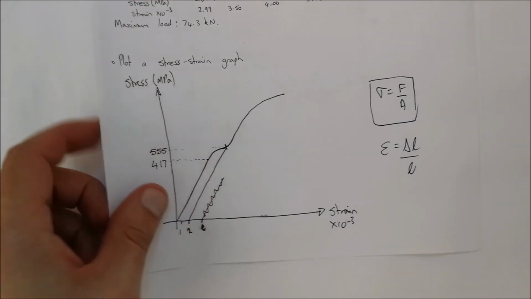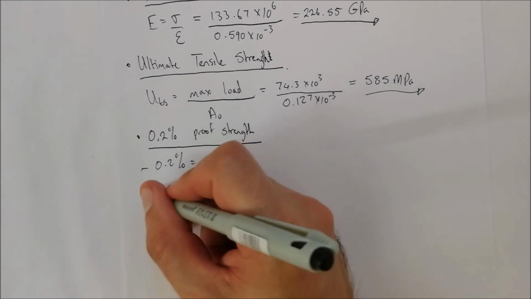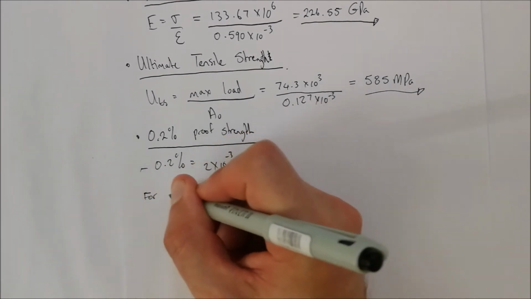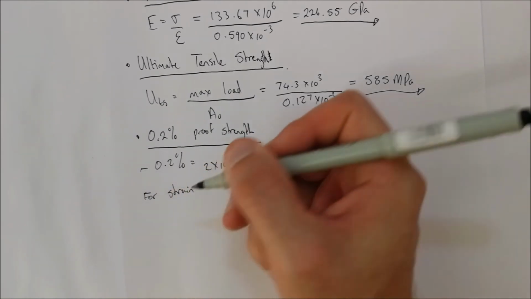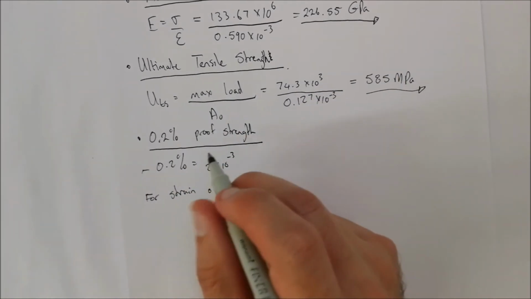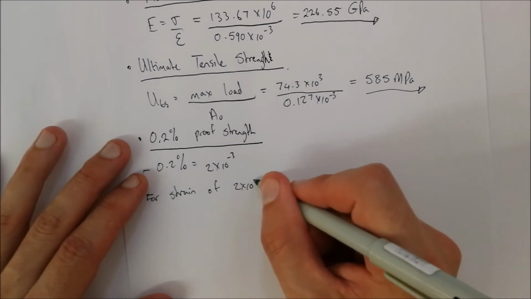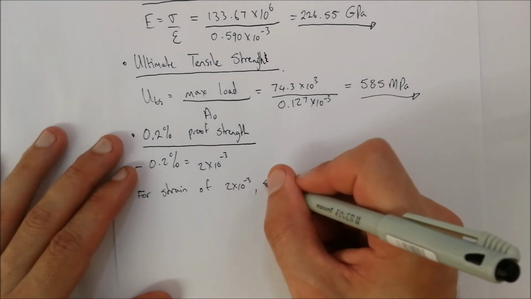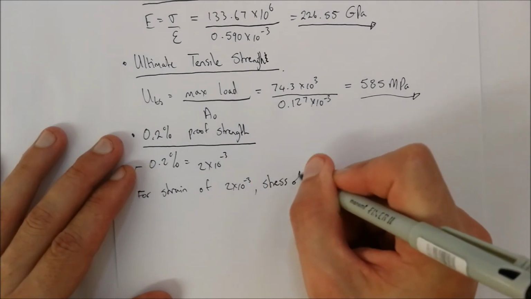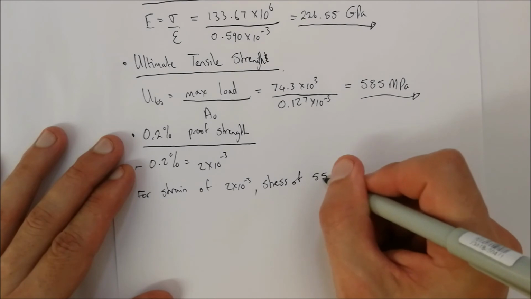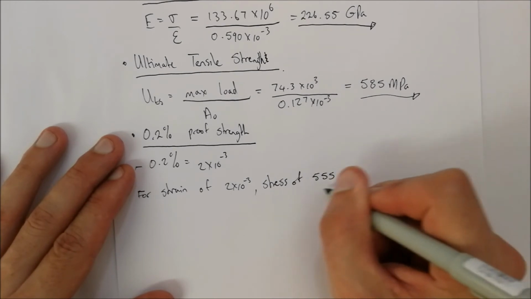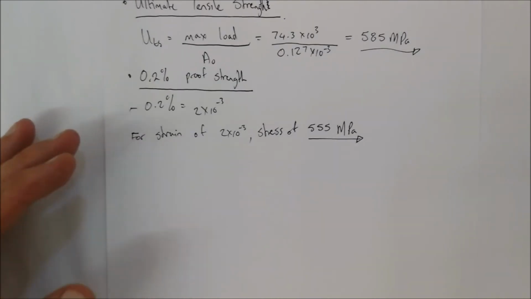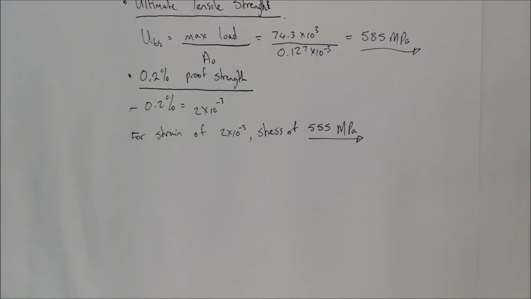Okay, so therefore for this we will say that for a strain of 2 times 10 to the minus 3, we're going to be getting a stress of 555 megapascal. So that's how you would do your 0.2% proof strength.